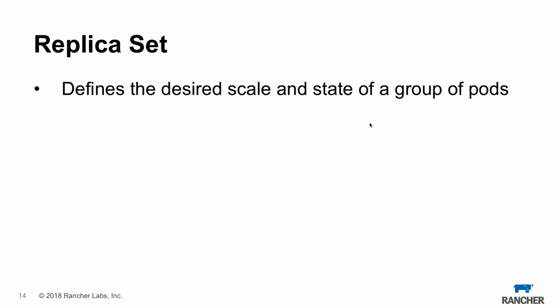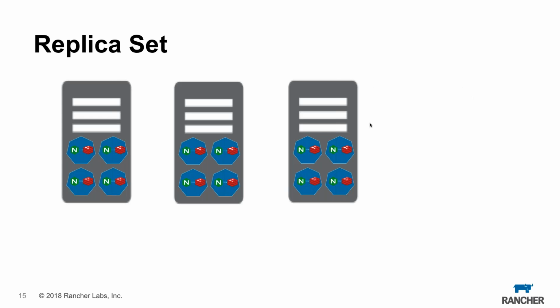Replica set is one level above pods. A replica set is a resource that tells Kubernetes the scale and state for a group of identical pods. So for example, if you tell Kubernetes that you want 3 replicas of a pod, and replica is just a fancy way of saying copy, and there are 0, Kubernetes will do its best to make 3 of them appear. Here are 3 nodes. Each of these nodes is running 4 replicas of our pod, 12 replicas in total. Kubernetes has been kind enough to distribute all of these pods across our 3 nodes.